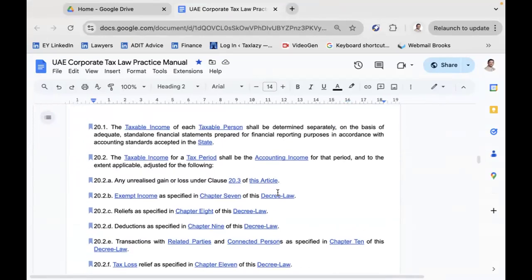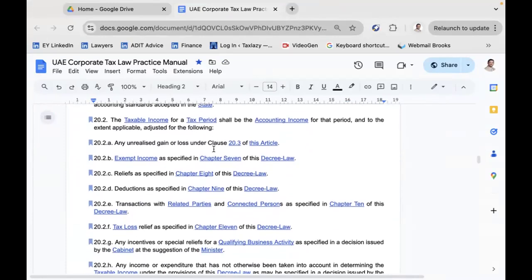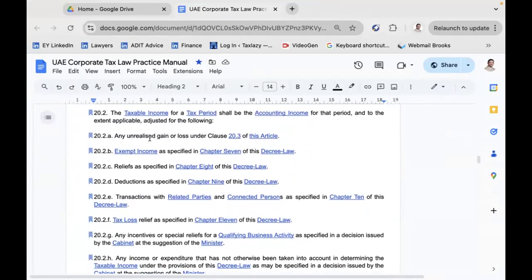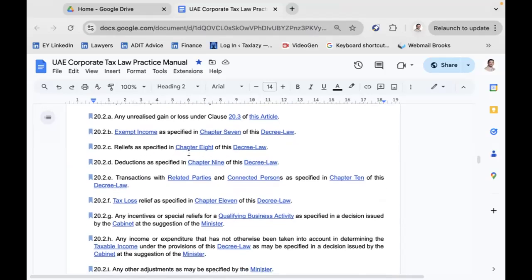So this is Article 20, General Rules for Determining the Taxable Income. It says taxable income of each taxable person shall be determined separately on the basis of adequate standalone financial statements in line with the accounting standards. But after that, it identifies, for example, unrealized gains or losses, which are covered in clause 3 of this article. This is a key point: unrealized gains and losses. Exempt income. So what are we going to do with exempt income? In the adjustments column of the return, we are going to take the effect of exempt income out. Reliefs. If there are relief related matters we are going to address.